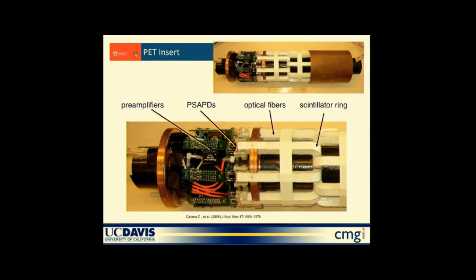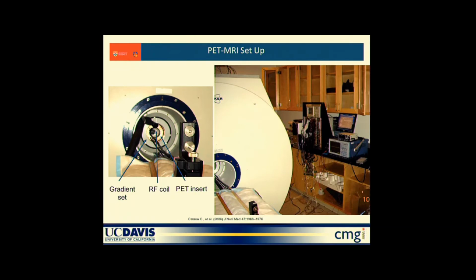And researchers at the University of California, Davis, developed a PET system suitable for insertion into the bore of an MRI scanner in the late 90s, early 2000s. It comprises 16 detector modules with LSO scintillators coupled through optical fibers to position-sensitive APD detectors. And here's a picture of this system inside an MRI. It's large enough to accommodate a mouse.